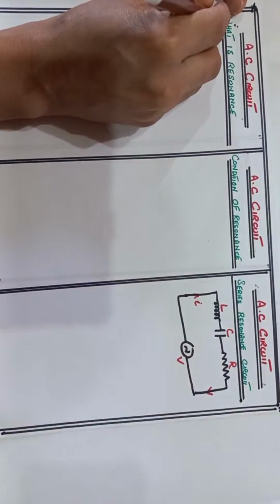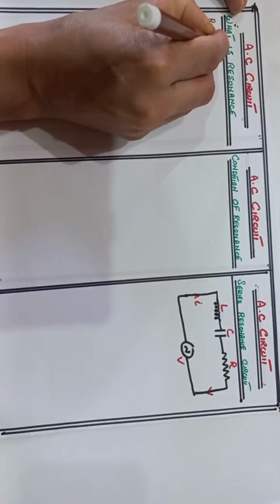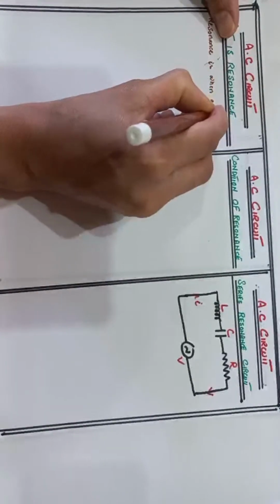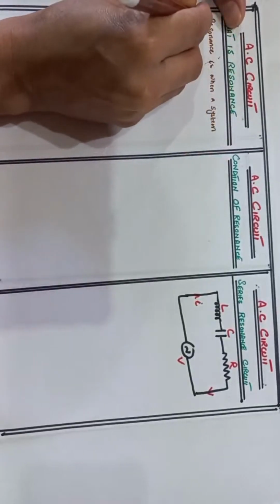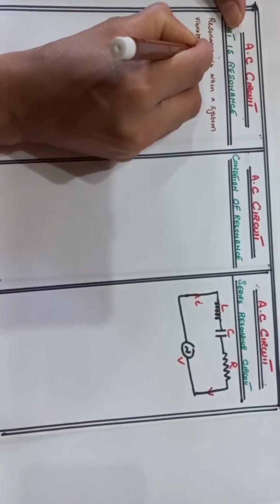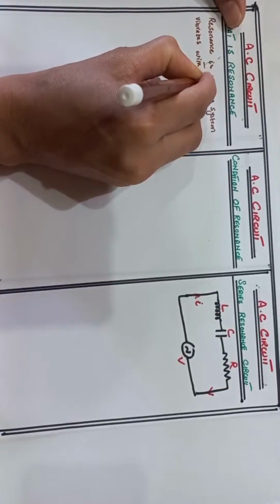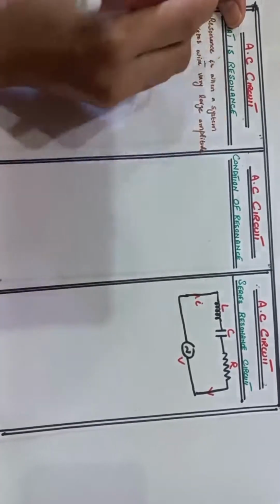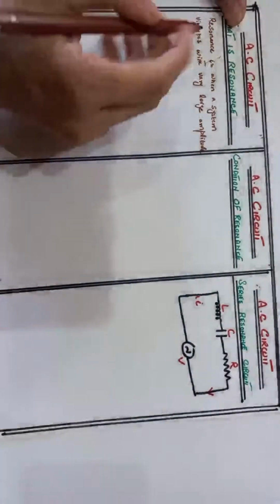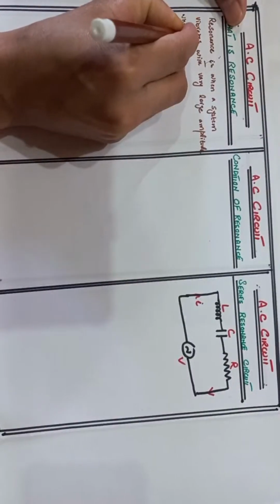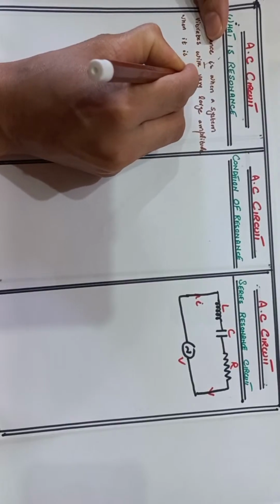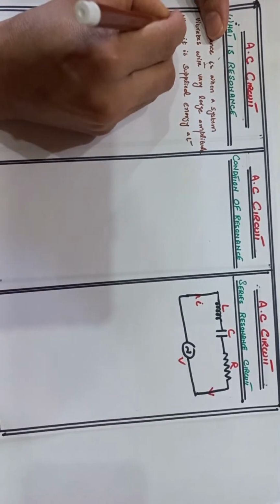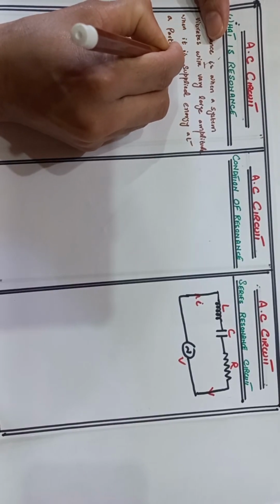So here we write that resonance is when a system vibrates with very large amplitude when it is supplied energy at a particular frequency.